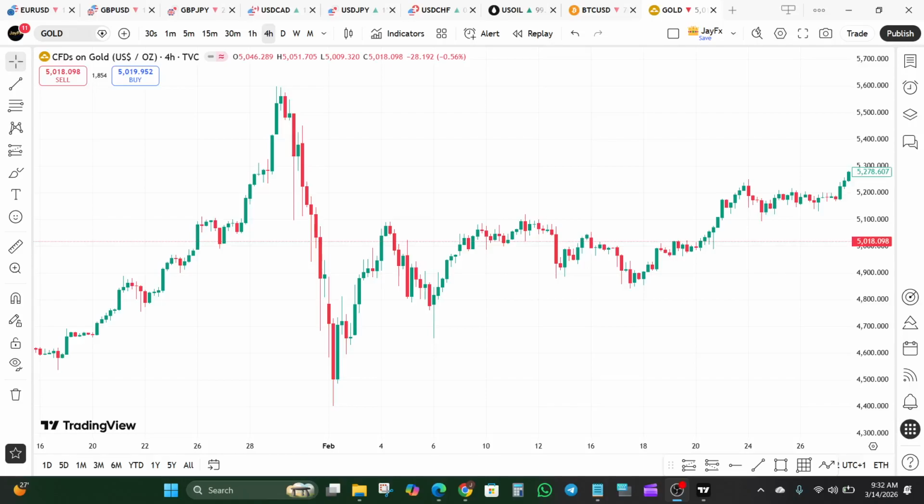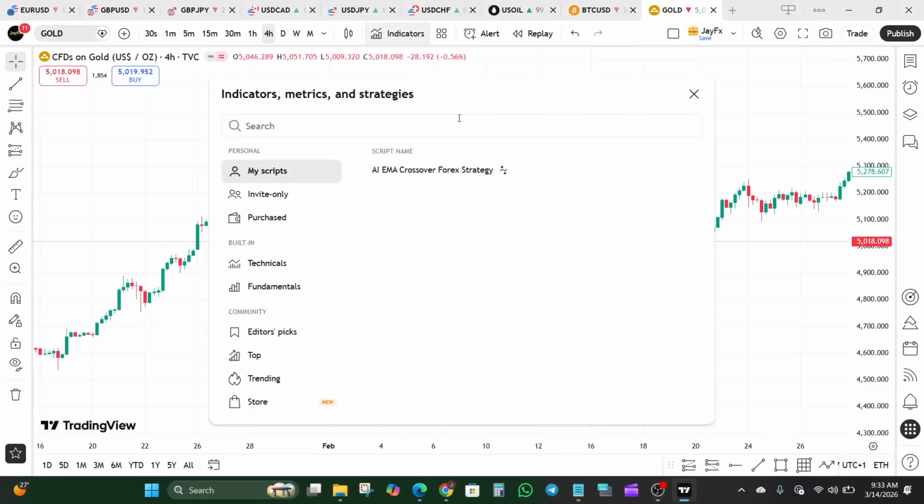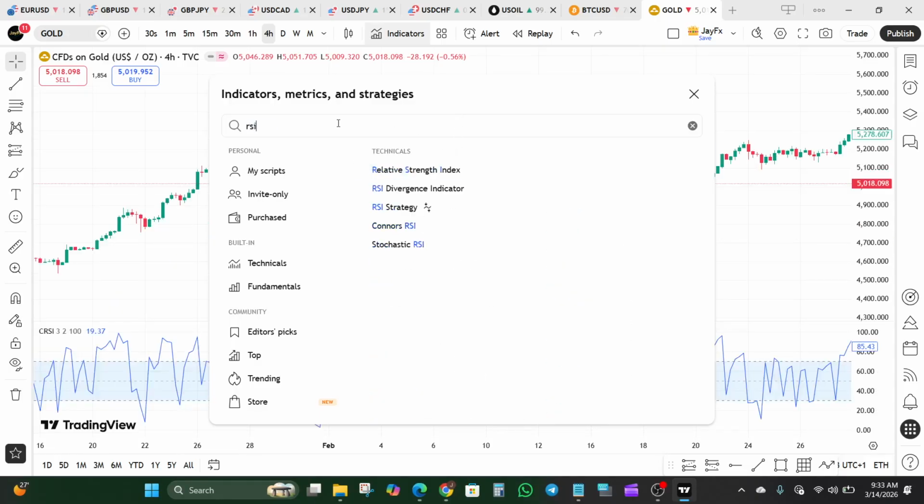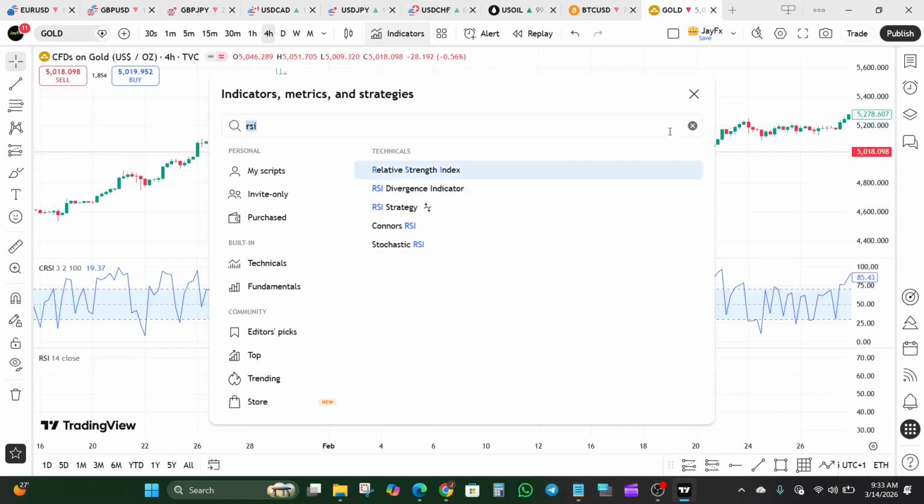Hello traders, in this video we are going to be comparing the Connors Relative Strength Index with the Relative Strength Index. All right, we want to find out which indicator gives better trading results. Okay, so we're going to start by adding both indicators to the chart, the Connors RSI and the Relative Strength Index.